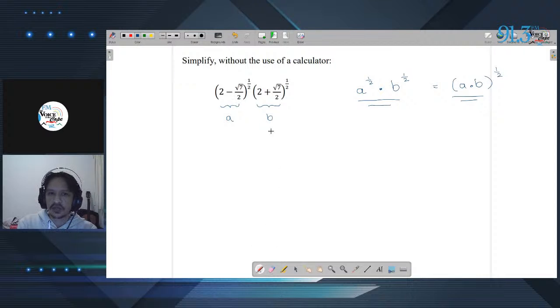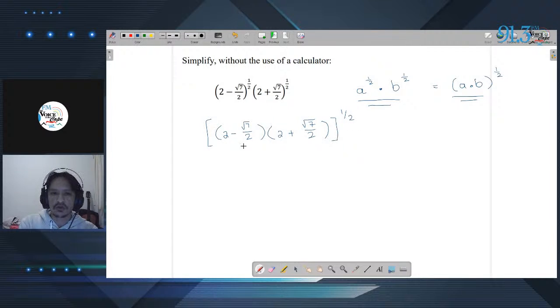Okay? So sometimes it helps just to say, okay, let this term equal one thing and let this term equal another thing. And then sometimes it makes things look a lot clearer. Now, let's try that. So now we basically end up with 2 minus square root 7 over 2 times 2 plus the square root of 7 over 2. And both of those are to the power of a half.